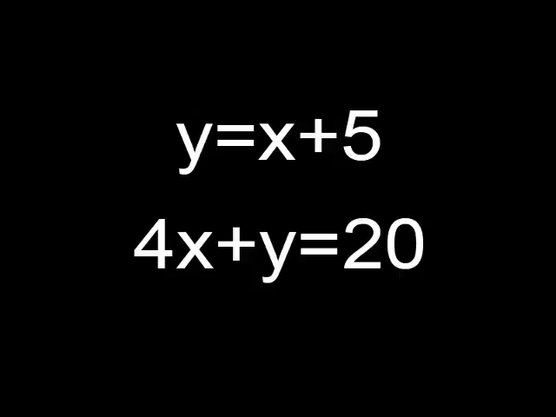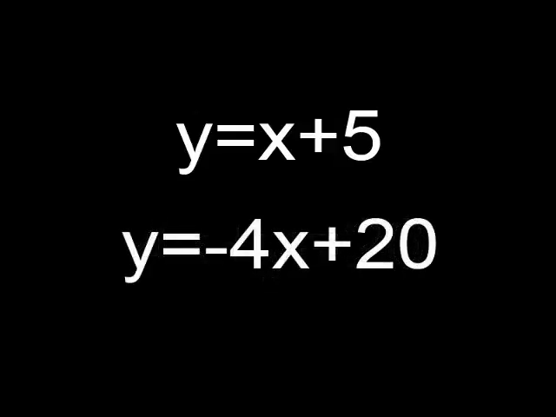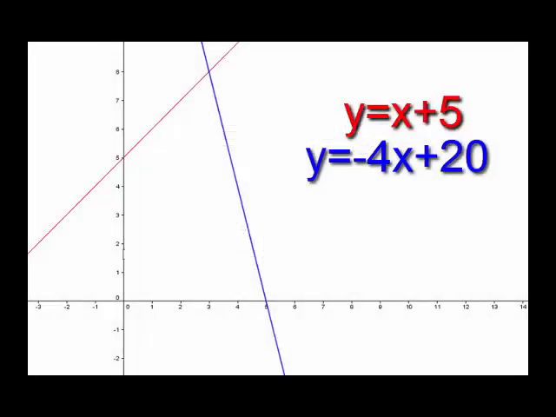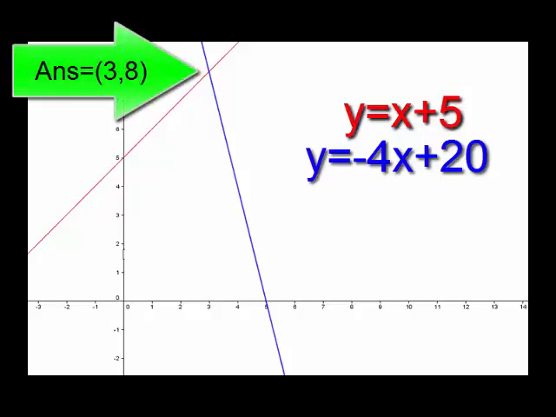But there's nothing really stopping you from graphing this. You could change 4x plus y equals 20 into slope-intercept form. You could graph that. Graph it beside y equals x plus 5. See where they come together. They're going to come together at 3, 8.